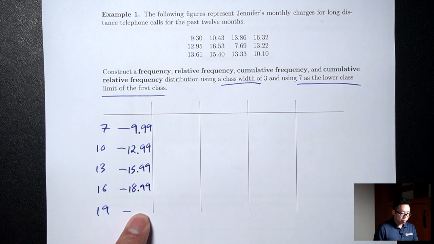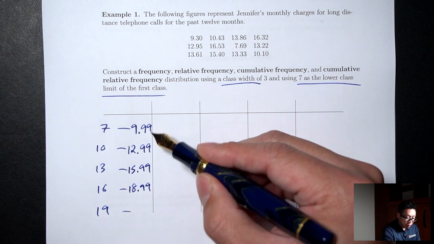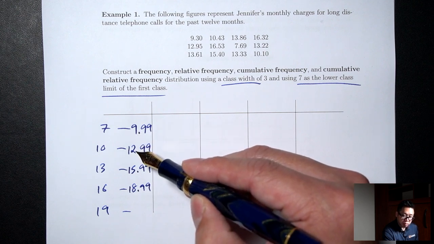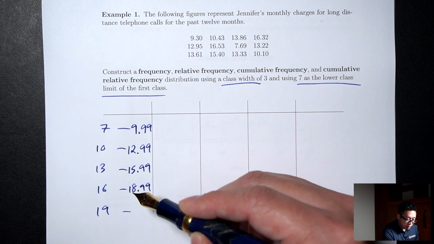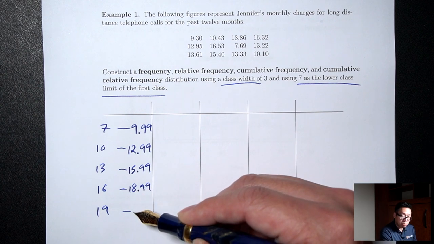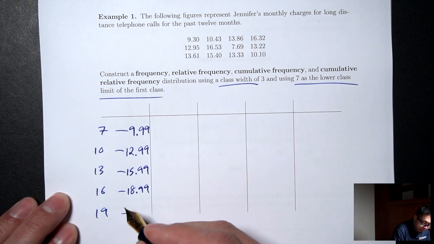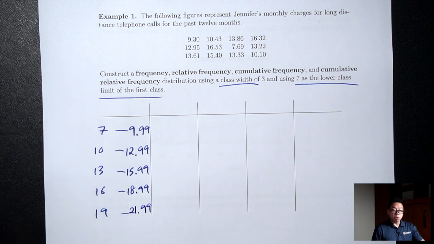How do you get this upper? Well, use your class width. Class width says that my uppers should go up by 3. And they are, right? 9 to 12 is 3. 12 to 15 is 3. 15 to 18 is 3. 18 plus another 3 would be what? 21.99. Okay, those are my ranges.